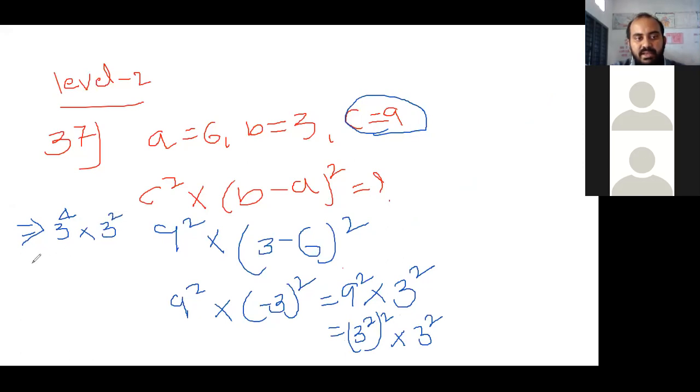When bases are equal, powers should be added. According to that, 3 power, this 4 plus 2 is how much? 6. 3 power 6. Can I write this number as 3 power 6? Yes, the answer is 3 power 6. Right? Yes, copy that.